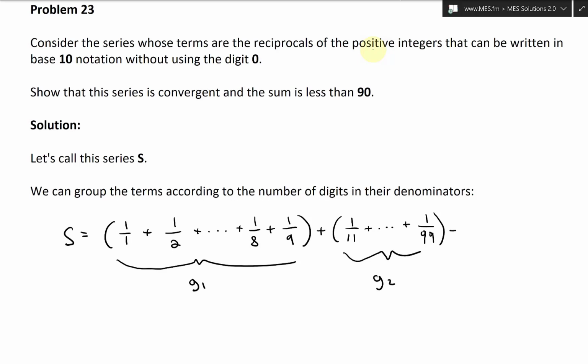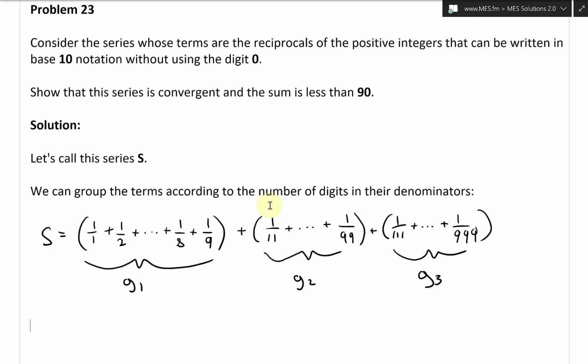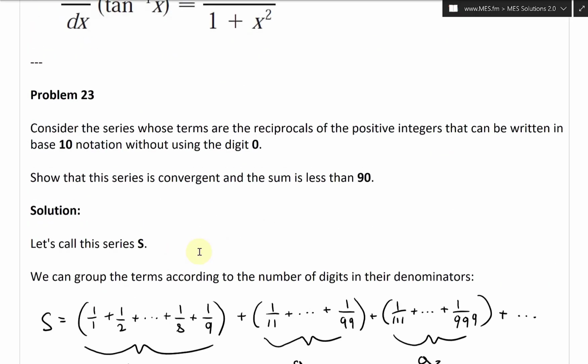And so on. The next one's going to be with 3 digits. The lowest one's going to be 1 over 111 plus dot, dot, dot plus 1 over 999. And then it keeps going on and on. This is G3. Here I just made it smaller to fit, and then we're going to write plus dot, dot, dot so you see the pattern.